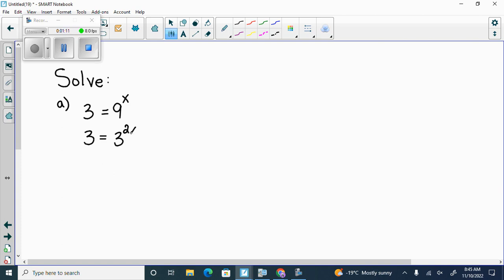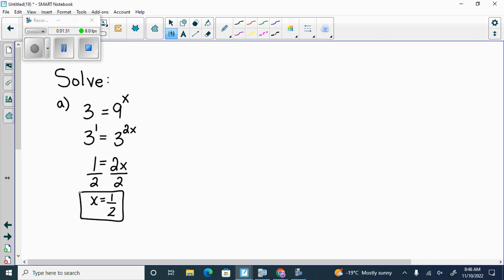This would be 3 to the 1, that'd be 3 to the 2x, and I'd go 1 equals 2x, and I divide by 2, and I'd have x equals a half. And then I plug it in here, and I go 9 to the half is the same as the square root of 9, which is 3, so I know I'm right. Right?